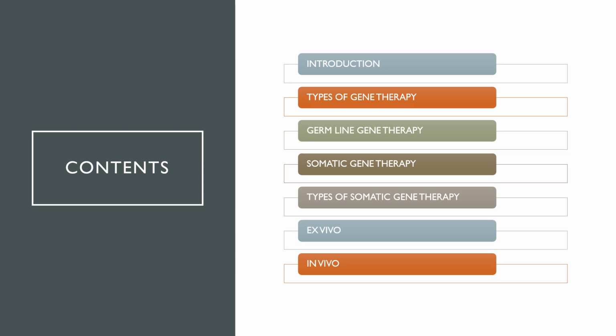And here are the contents of our topic. First, introduction. Second, types of gene therapy. Third, germline gene therapy. Fourth, somatic gene therapy. Fifth, types of somatic gene therapy. Six, ex vivo. And seven is the in vivo. So let's proceed to our first.